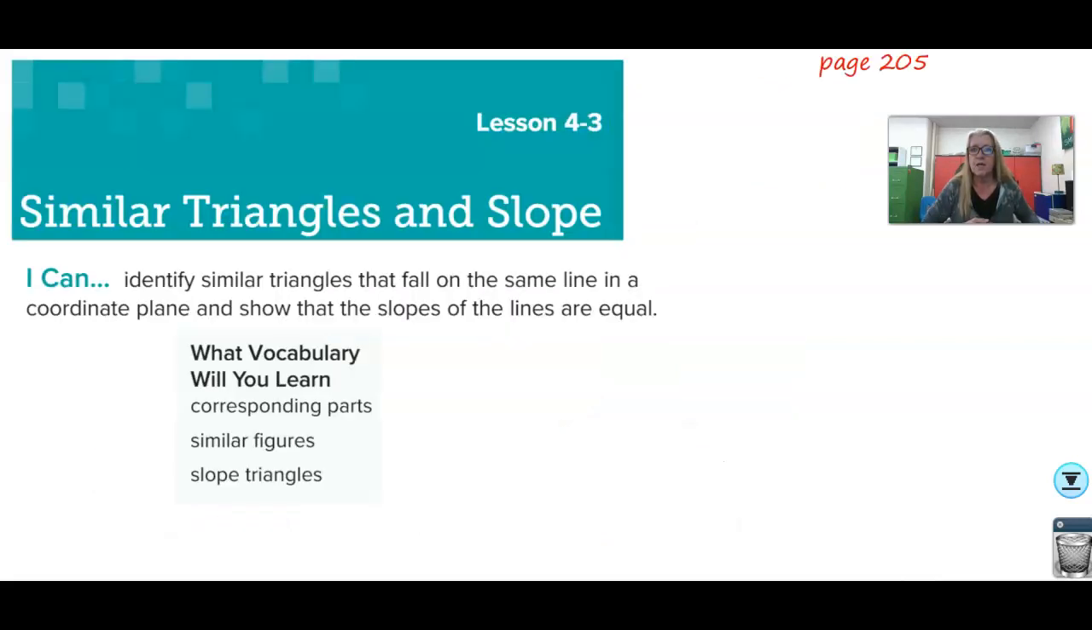So we're starting in your workbooks on page 205. We're talking about similar triangles and slope. Your I can statement is, I can identify similar triangles that fall on the same line in a coordinate plane and show that the slopes of the lines are equal. The vocabulary you will learn: corresponding parts, similar figures, and slope triangles.